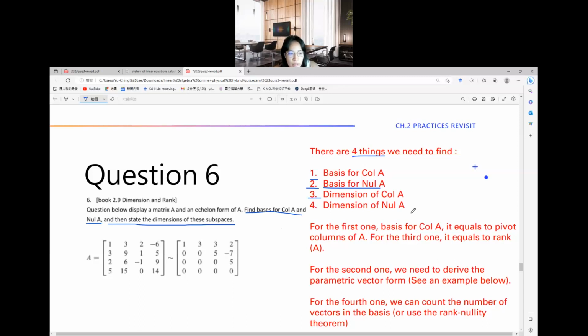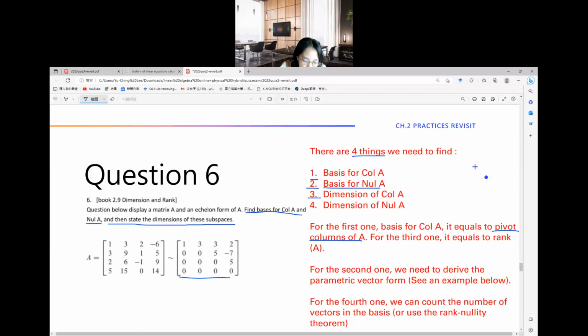So before we start computing, I have some preliminary analysis. Let's have some plan first. Like, how are we going to solve this question? For the first question, basis for column space of A, it equals the pivot columns of A. So how do we identify pivot columns? This echelon form was given to us.